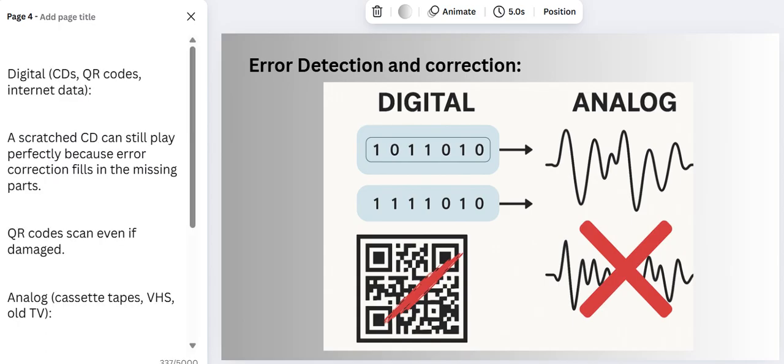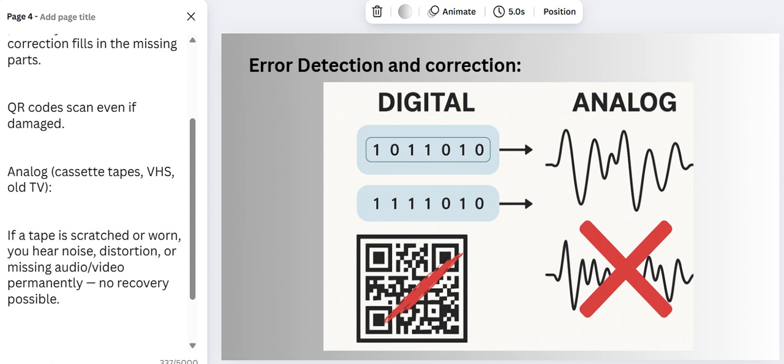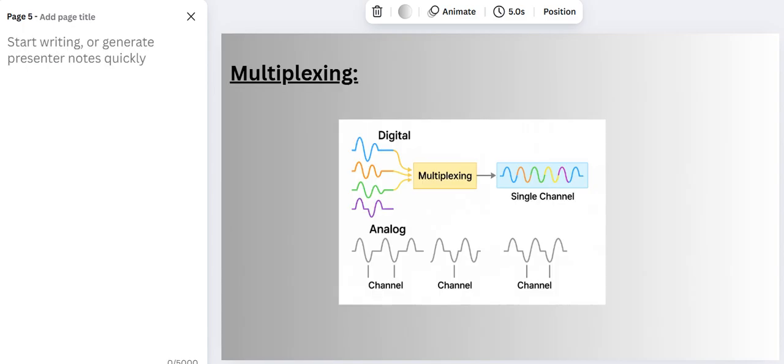A real life example for digital is CDs, QR codes, or any internet data. A scratched CD can still play perfectly because error correction fills in the missing parts, and QR codes scan even if damaged. Whereas with analog, like cassette tapes or old TVs, if a tape is scratched or worn, you hear noise, distortion, or missing audio or video permanently. No recovery possible.